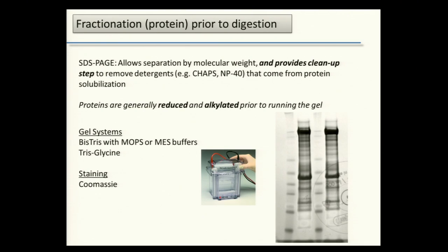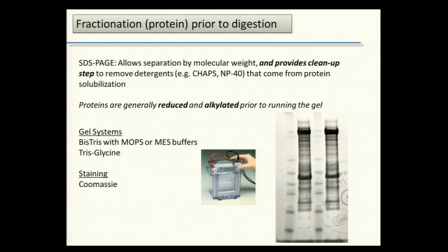Fractionation at the protein level. Again, the whole idea is to keep your sample as minimally complex as possible in order to allow the spectrometer to look at what's coming through it. So when we fractionate at the protein level, before we digest them, the first thing we do is reduce and alkylate. Steve and Carl both mentioned it. I'll get into it in a little bit. But we run an SDS-PAGE where we separate the proteins by molecular weight.